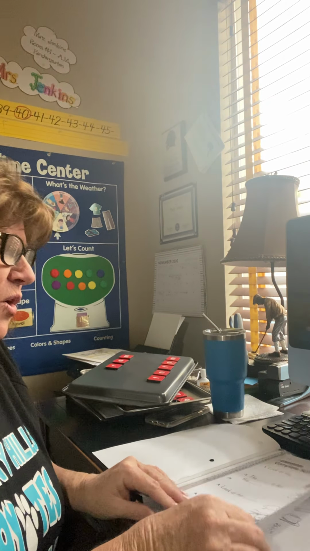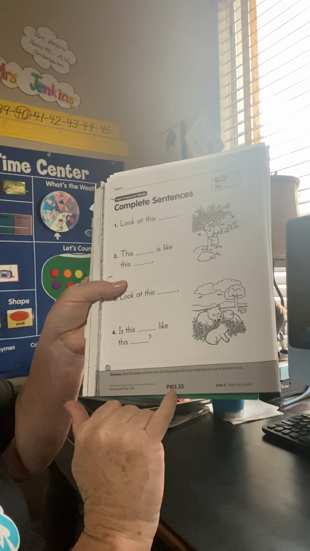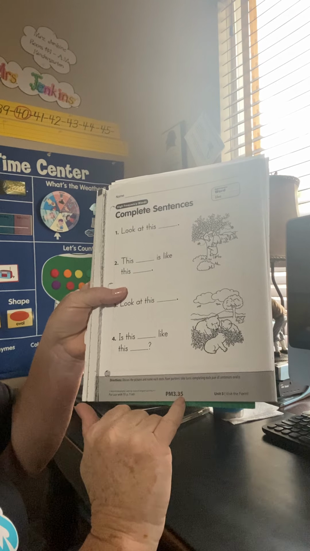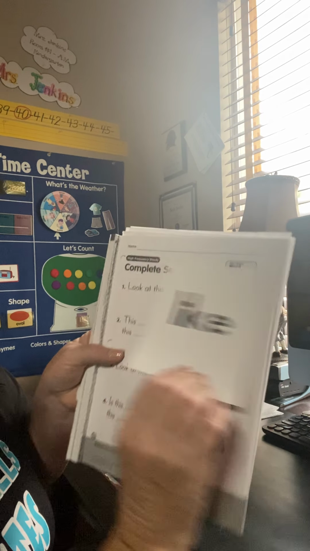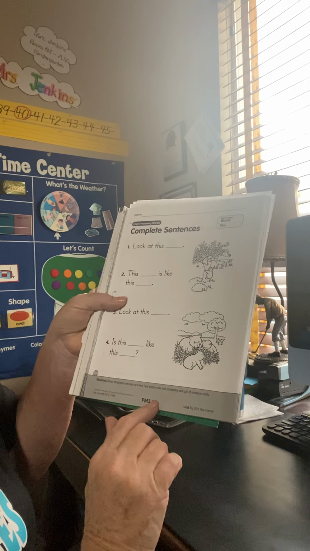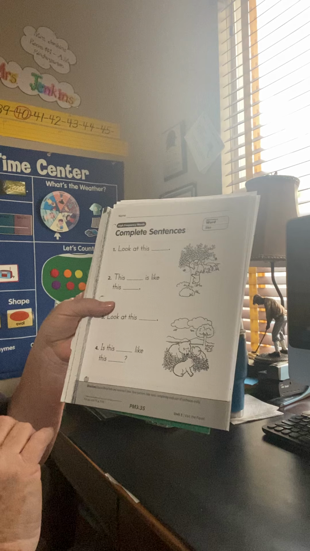When you first open your book, we should be on this page here. It's Unit 3, page 35, okay? Our sight word is like. If you read the directions, it just says to fill in the blank. There's different ways you can do it. I'll show you in a minute.